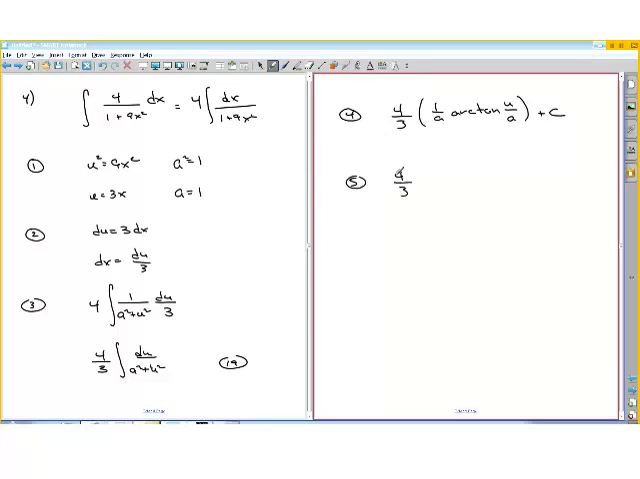So we get 4/3 times 1 over a, which is 1, the arctangent of u, which is 3x, divided by a, which is 1, plus c. And then we get rid of stuff we don't need. So we can multiply 4/3 times 1, so it's 4/3 the arctangent of 3x, plus 3x divided by 1 is 3x.